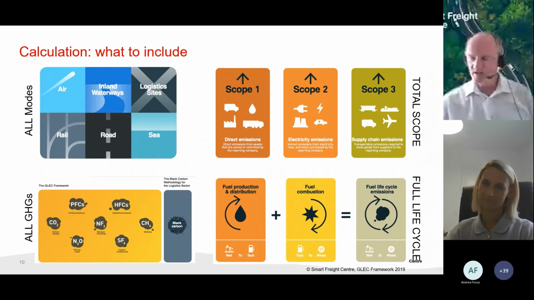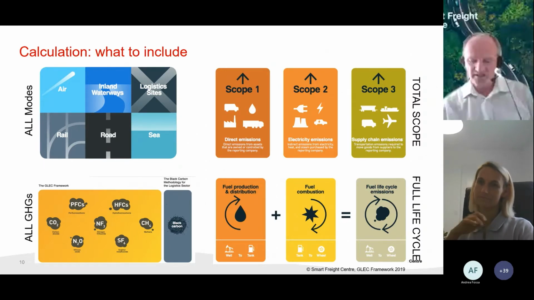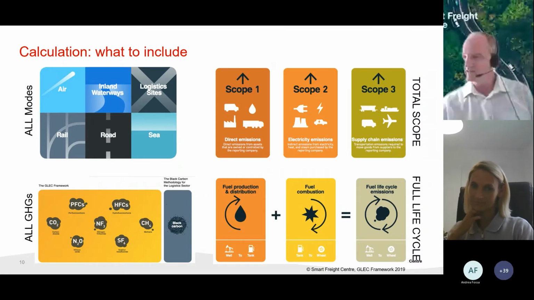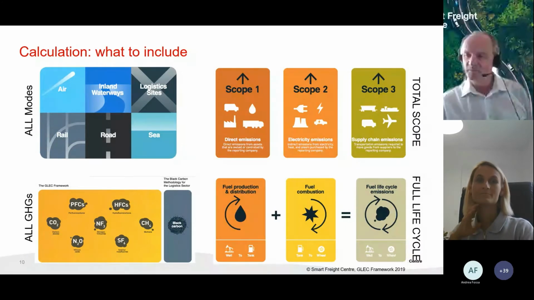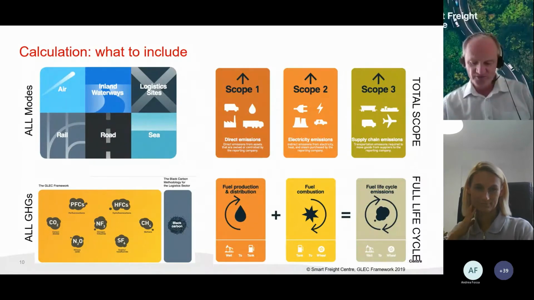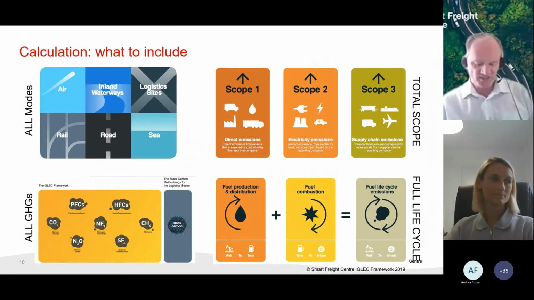Similarly, all categories of relevant direct and indirect emissions as defined in the Greenhouse Gas Protocol scopes 1, 2 and 3. And we cover all the climate pollutants related to freight transport. So you've got the 7 primary greenhouse gases referred to by the UNFCCC as having a significant role in contributing to climate change. There are some other items that may contribute additional climate impacts for logistics activities.